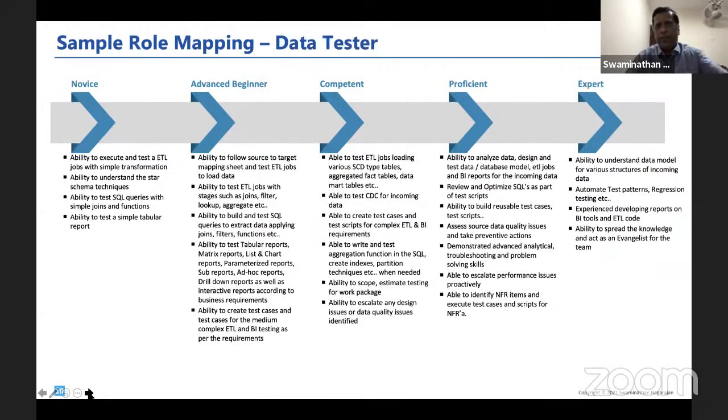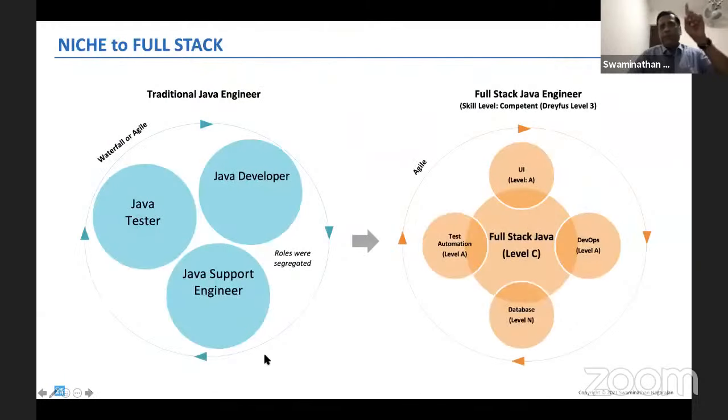So likewise, for a tester, what does novice mean? What does competent mean? Everything is defined. This is the first aspect we talked about. The second aspect is, I said, you are moving from niche to full stack. What is niche? Earlier, I used to recruit a Java developer. I used to recruit a Java tester. I used to recruit a Java support engineer, right? For doing different things. So let's assume today nobody has called the help desk. There are no tickets. There are no issues. So what will happen to the support engineer?